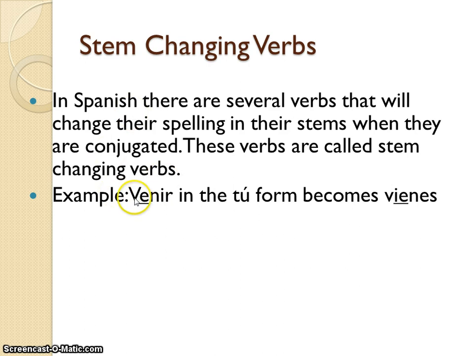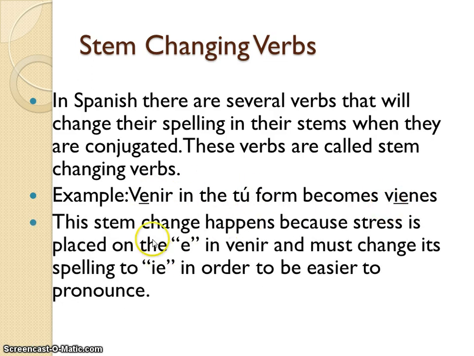So for example, venir, here's the ending. You take off the IR, what you're left with, VEN, is the stem. So if we were to put this in the tú form, okay, it becomes vienes. This E changed to IE. Well, why does that do that? The stem change happens because stress is placed on the E in venir when you try to conjugate it. When I try to add this ES ending, there's stress placed on this E.